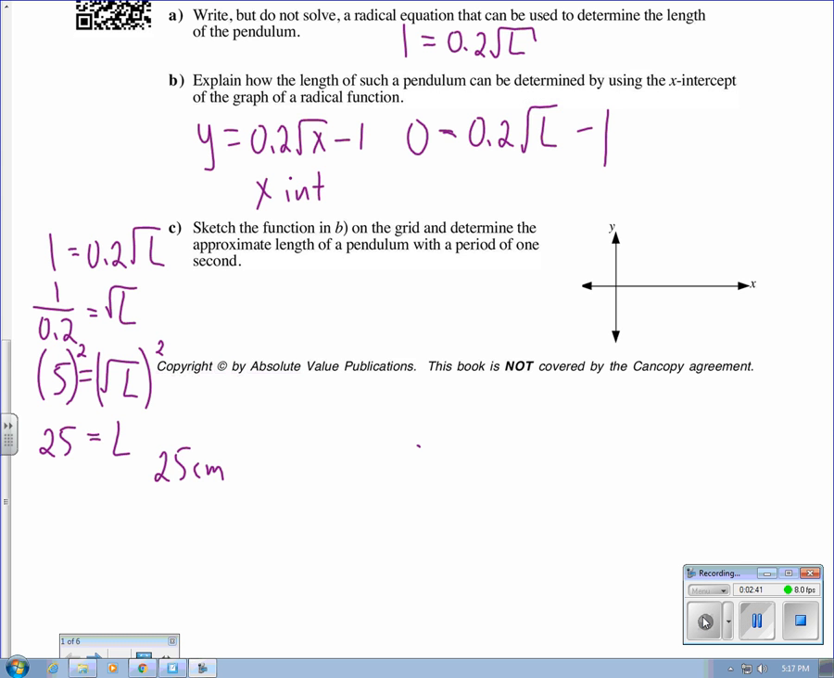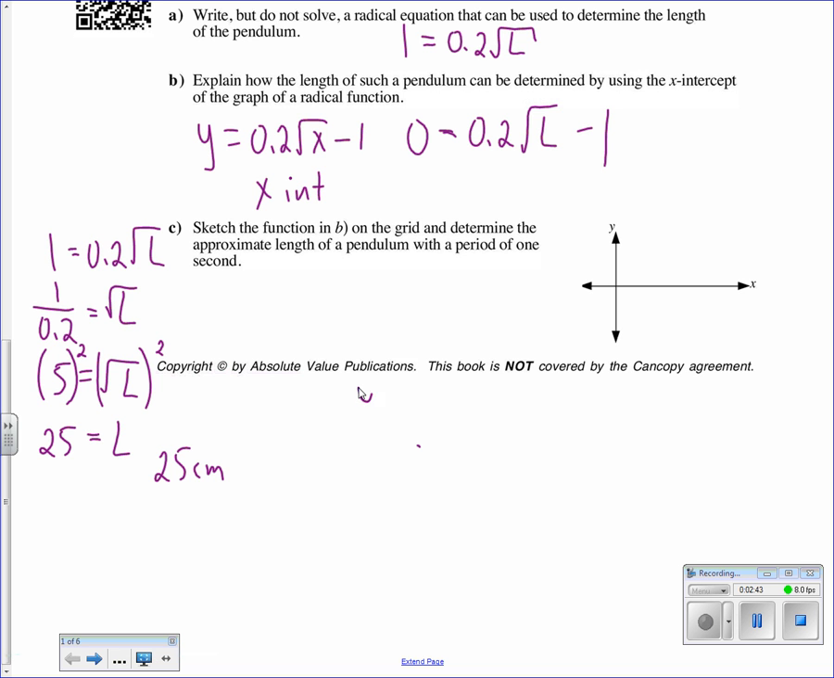Another method that people are enjoying is actually plotting 2 graphs. I want to know when y is 1, so I could plot what I'm interested in compared to the equation y equals 0.2 the root of L, and then find my intersection point of those 2 graphs.